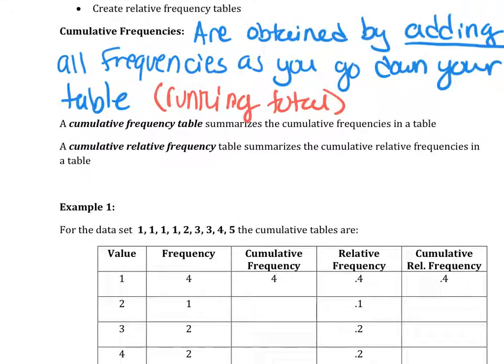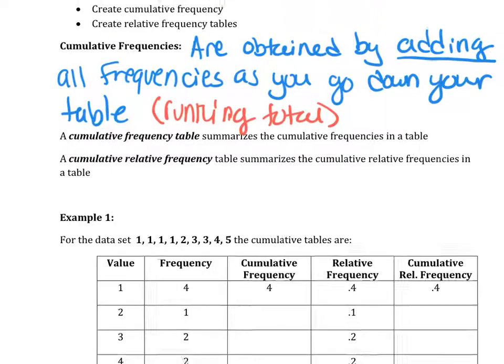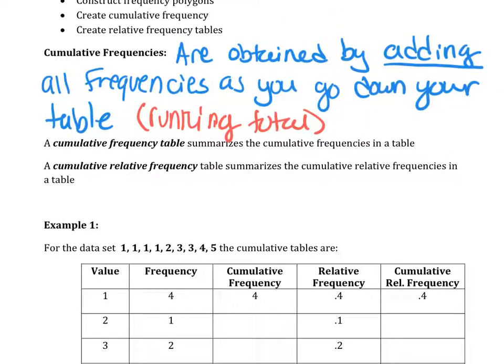And so you can have cumulative frequency, where you have your running total of frequencies, and you can have cumulative relative frequency, where you have your running total of relative frequencies. So, did we get that down?